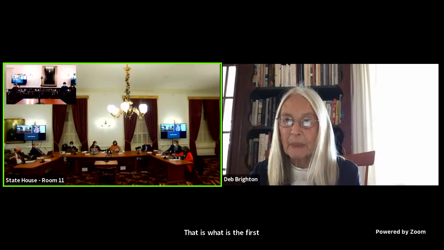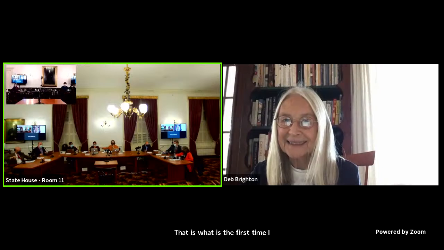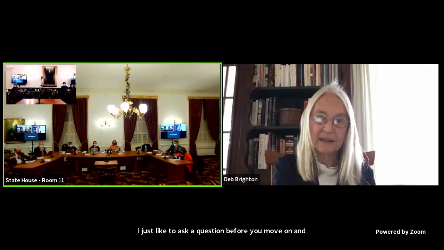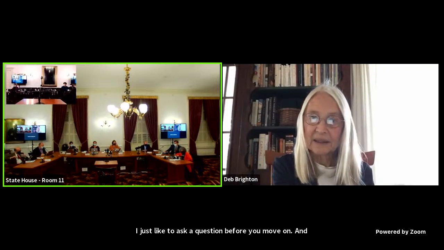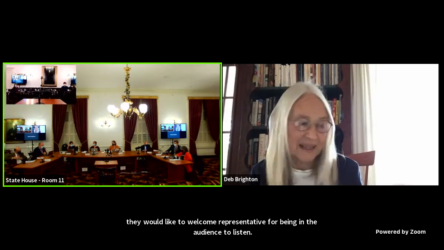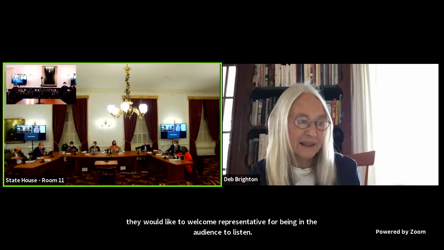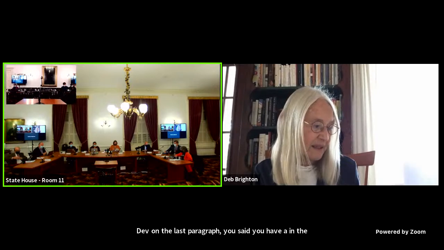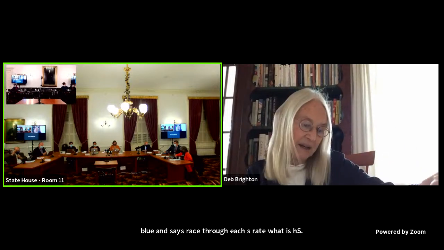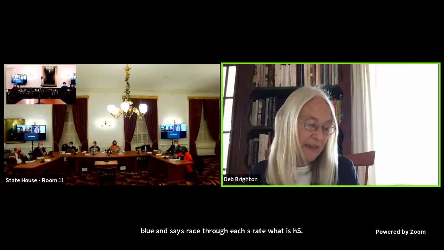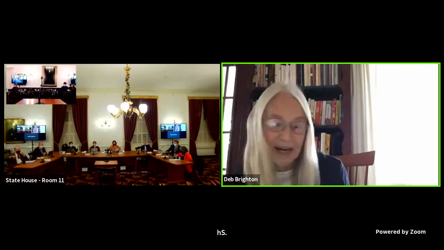Scott? Oh, sorry. Representative Beck, I'd just like to ask a question before you move on. And I would like to welcome Representative Webb for being in the audience too. On the last pie graph, you have in the blue, it says raise through HS rate. What is HS?